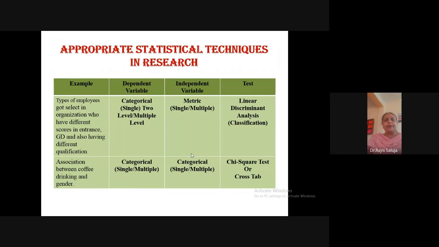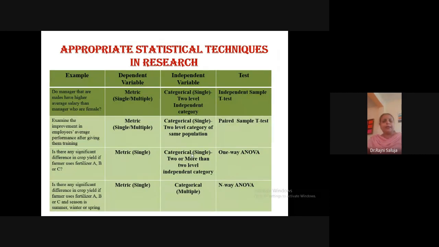And next one is, if we are talking about the association between coffee drinking and gender, so that is again categorical, single and multiple, and categorical, single and multiple. Here chi-square test or cross-tab technique has to be applied. But to make it more clear, when we talk about the association between the variables, then we apply the chi-square test in that case. Then comes the case: do the managers that are male have higher average salary than the managers who are female? Now here we are doing the comparison. So naturally, when we are doing comparison between the two variables, we have to apply the independent sample t-test.